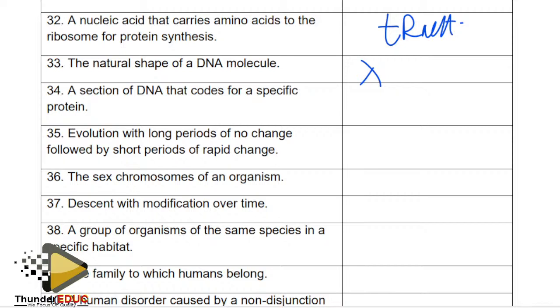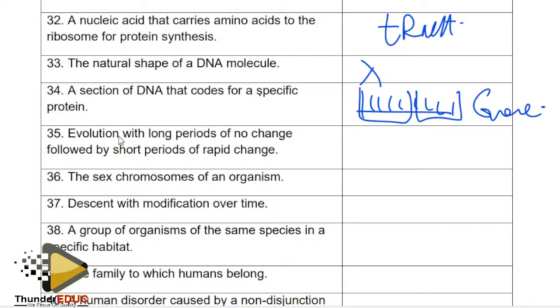Section of DNA that codes for a specific protein. Okay, let me read again. Section of DNA that carries the code for a specific protein. How do you call that section of DNA? Check. They're looking at something like this. But this section, how do we call those sections? We call them genes. Yes.